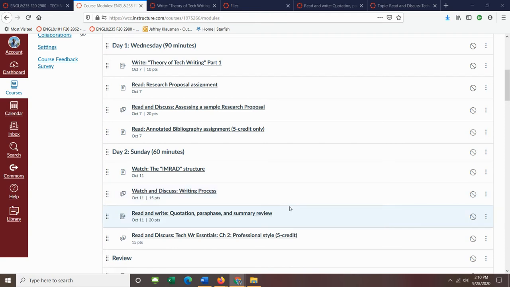Then we're going to close out the week by doing what looks like a pretty easy task of just reviewing quotation, paraphrase, and summary. But I'm going to ask you to do a little bit more than that, something a little bit more challenging. I'm going to have you write an analytical summary, one that includes a paraphrase and quotation. Analytical summaries are powerful little things that can be used in all sorts of scientific technical situations. So we're going to give a shot at that.